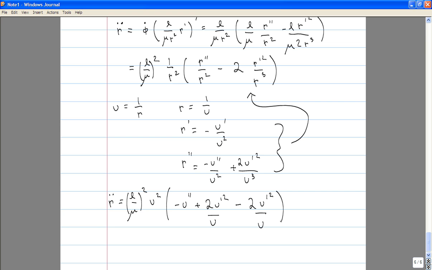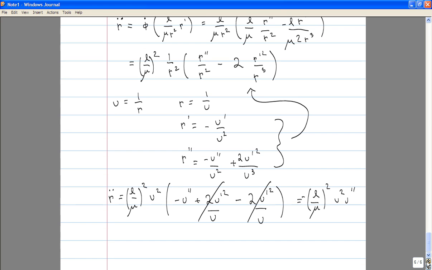Okay, well, that's not bad. So that's L over mu squared times minus u squared u double prime. And that is the thing which, by the equations of motion, is equal to minus k over r squared plus L squared over mu times r cubed.